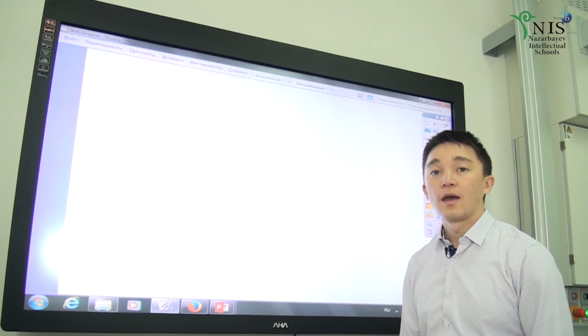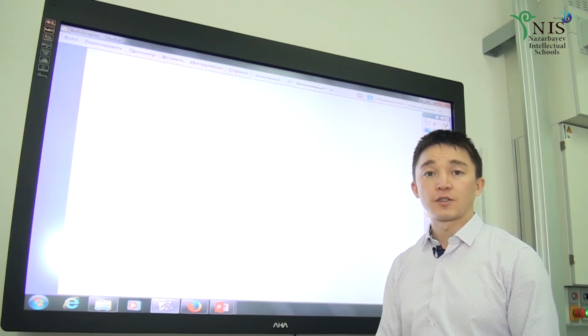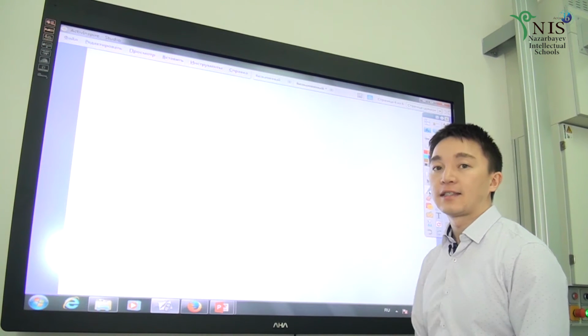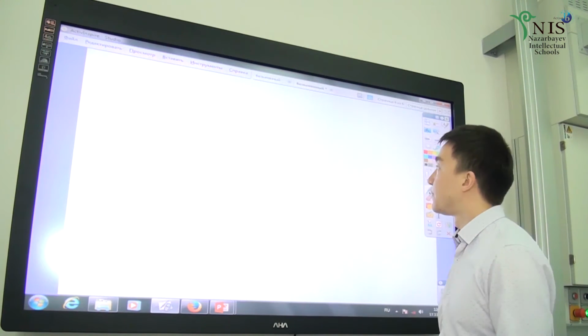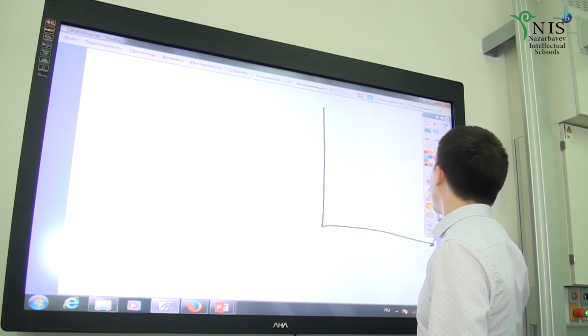Okay, dear students and colleagues, according to our next problem, we have a constant pressure and a volume that increases twice as the gas expands in a container. Let's draw a graph of pressure and volume.